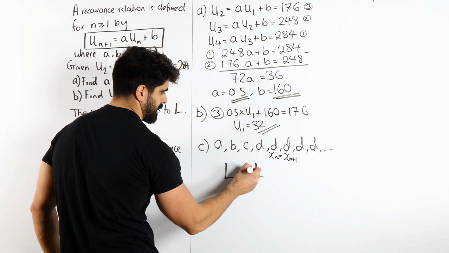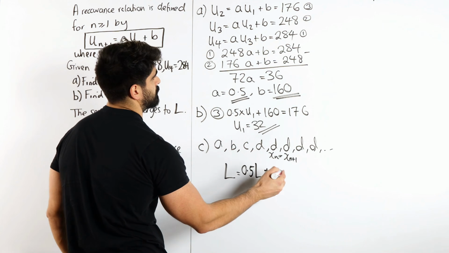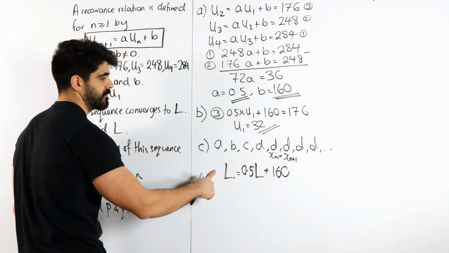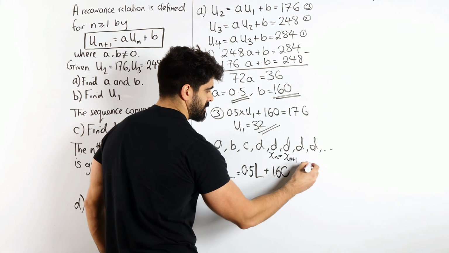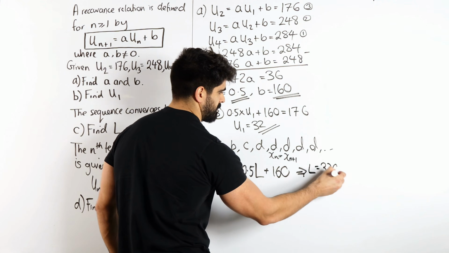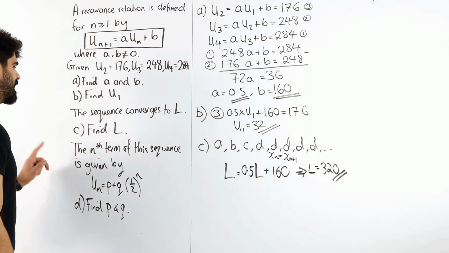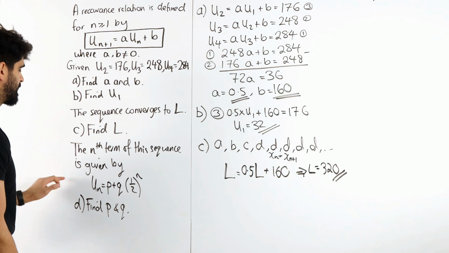So goodbye A, L plus B, which was 160. Move that over here, you just get 0.5 L is 160. So L is 320. So it wasn't that hard. The nth term of this particular sequence is given by this.